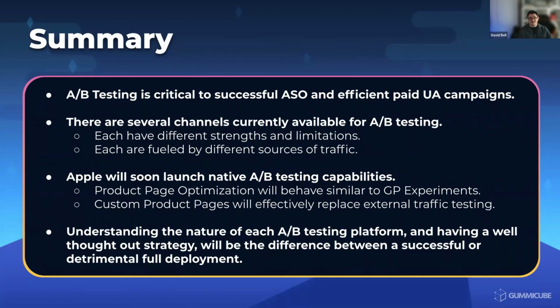At the end of the day, ASO is critical to both make organic perform in the store and to make UA campaigns more efficient. And Apple's giving us some pretty incredible tools to do that on the App Store, perhaps even better than what Google has currently on the Google Play Store. And there are many channels available for A/B testing depending on what you want to test, whether we're looking at a cross-section of traffic on the store listing, optimizing paid traffic, or optimizing the organic journey for end users. And understanding the nature of these channels, understanding the nature of those different user behaviors, and how different A/B testing platforms work can make the difference between a successful or a detrimental deployment when you launch the next version of your app.